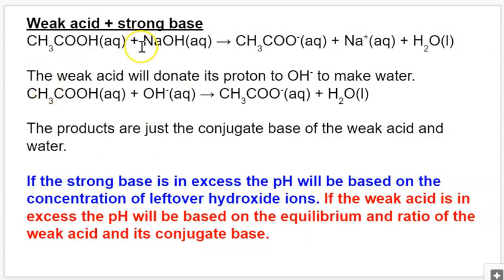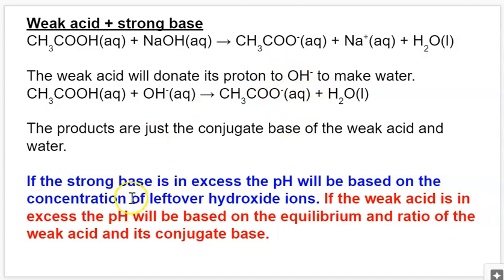So for a weak acid and a strong base, it's sort of the opposite here. Here we have a weak acid, acetic acid, interacting with NaOH, which is a strong base. And we're going to end up with the conjugate base of the weak acid, and then some sodium ions and a water molecule. Our net ionic equation is basically just going to be the hydroxide stealing the hydrogen from the weak acid to make water. And then we end up with the conjugate base of the weak acid.